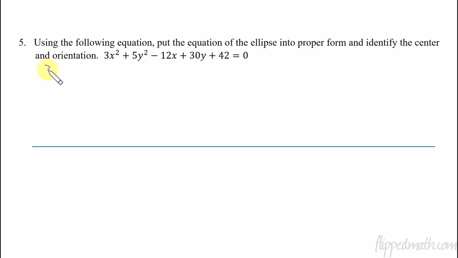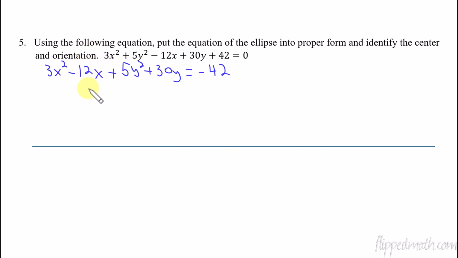So first up is we need to get the terms that have x's together. So there's 3x squared minus 12x, and then let's get the terms with y's together. So plus 5y squared plus 30y, and then we have this constant here, the 42. Let's just take that to the other side. So minus 42. The reason I have this line here is that it tells me where your notes cut off, so I don't go past that line, to make it easier when I'm doing my notes for you.